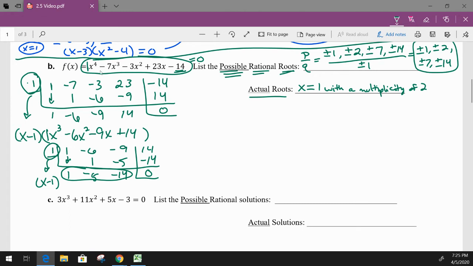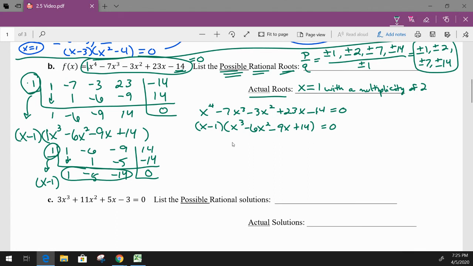So just so we're clear about what we actually did here. The starting equation, x to the fourth minus 7x to the third minus 3x squared plus 23x minus 14. What we're essentially doing is setting that equal to 0. And to help us factor this, we're using synthetic division. We found that 1 is a solution, which means x minus 1 is a factor, and x to the third minus 6x squared minus 9x plus 14 is the other factor. So essentially what we did is we took this polynomial and we factored out an x minus 1. Over here we did that again with this new polynomial.